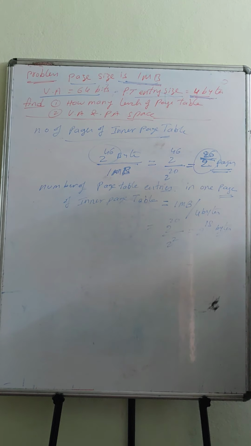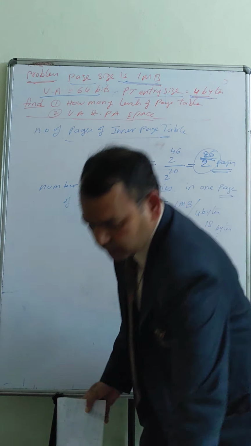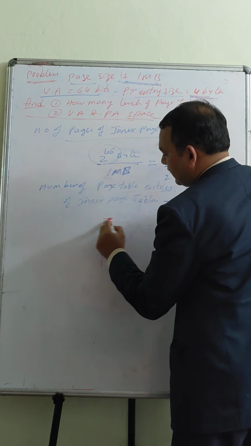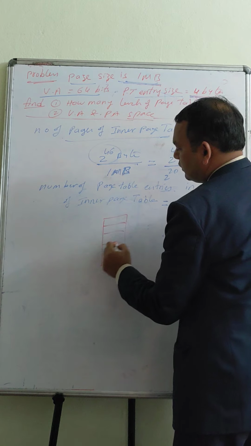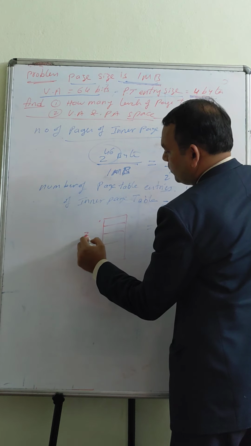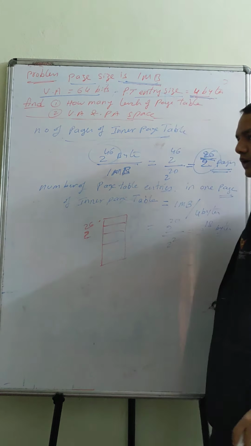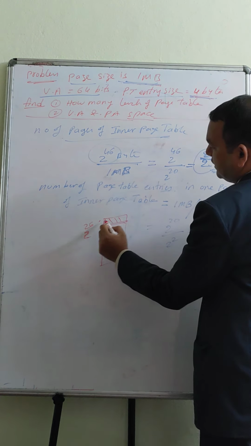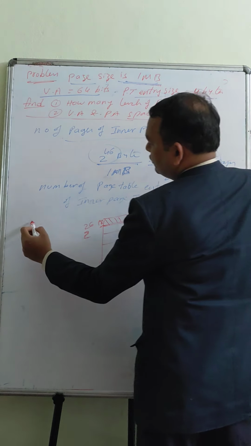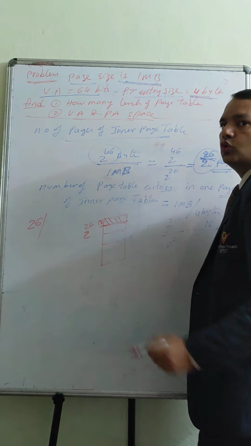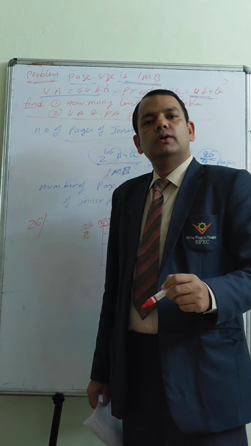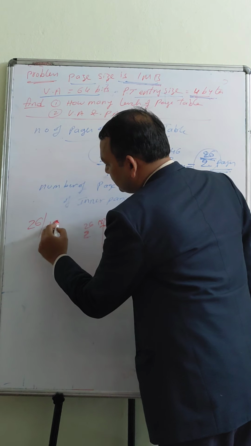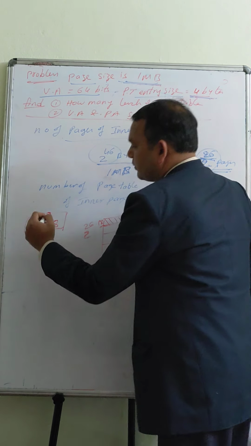My dear friends, please follow clearly. How many pages? The number of pages is 2 power 26. In one page, we need 18 bits. So we need 26 bits to go to any one of the pages, and to navigate within one particular page, we need 18 bits. Understood?